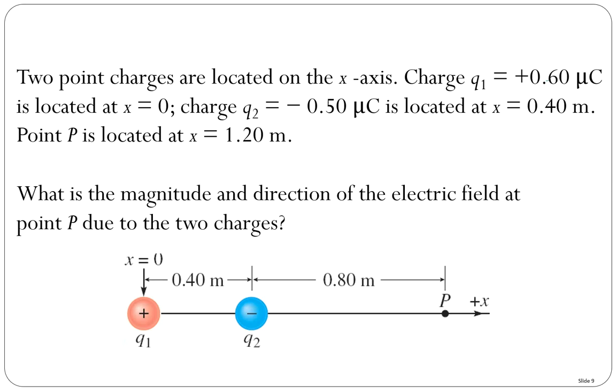It's located at x equals 0. A charge of negative 0.50 times 10 to the minus 6 coulombs is located 0.40 meters away. And point P is where I'm going to find my electric field. It says, what's the magnitude and direction of the electric field at this point? Now, the last slide said we're going to calculate the electric field from each of the individual point charges and add them together as vectors.